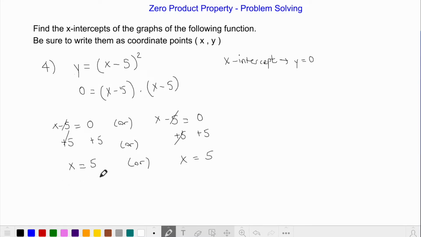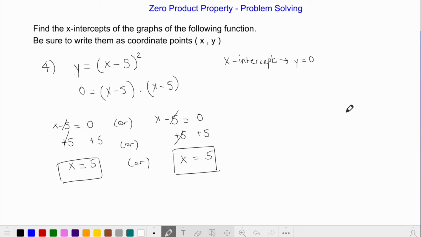Do you see this? x is equal to 5 and x is equal to 5. So we only have one point where the graph cuts through the x-axis, because here we have x equal 5 and here we also have x equal 5. When you see the equation, it is squared, and therefore there is only one solution.